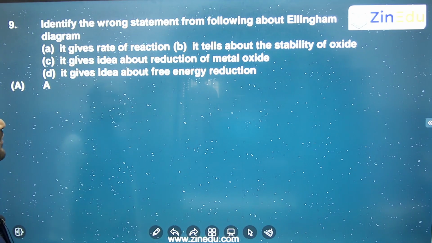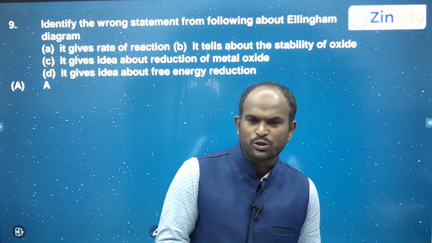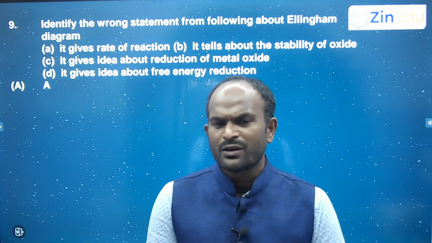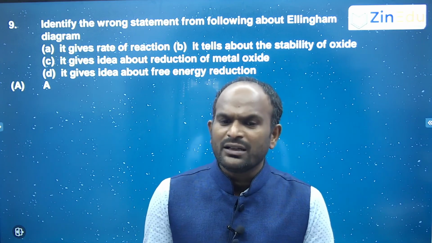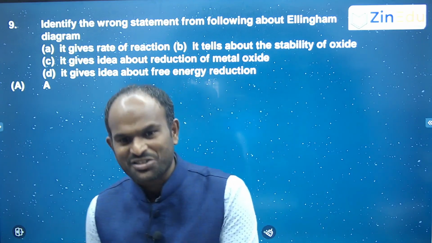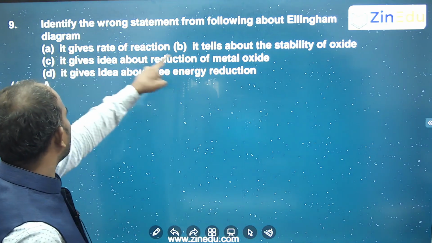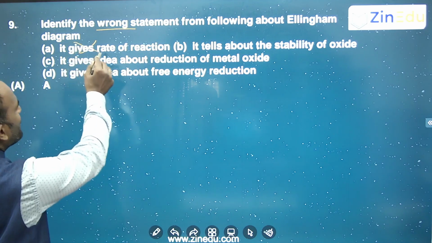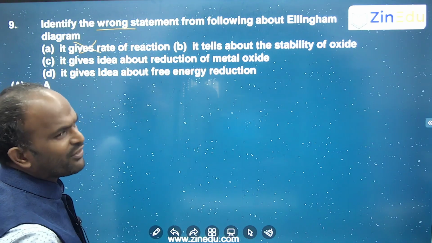Identify the wrong statement from the following about Ellingham diagrams. What Ellingham diagrams always talk about is the formation of 1 mole of metal oxide, regarding the oxidation as well as the reduction, isn't it? Now let us see here, it gives the rate of reaction. What we have to identify is the wrong statement. It never gives any information about the rate of the reaction. It tells about the stability of the complex.